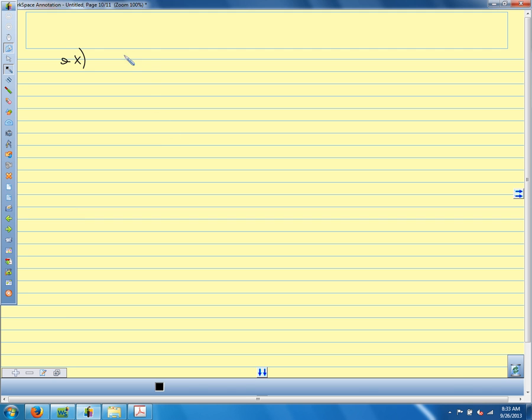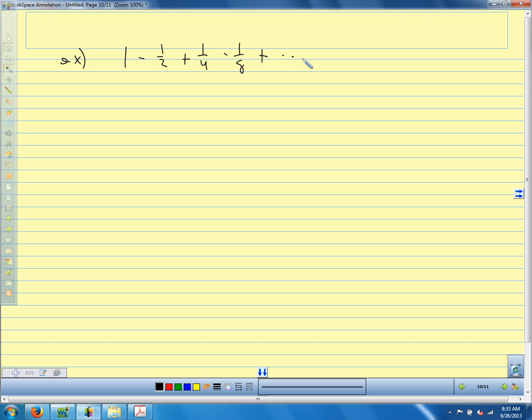So if we had 1 minus 1 half plus 1 fourth minus 1 eighth plus dot dot dot, we want to find the sum. How can I write the terms of this series? I'm going to suggest we start at 0. Usually with geometric series, we'll start at 0. Then negative 1 to the n. We have an alternating sign, so we know we need a negative 1 to the n. And then 1 over 2 to the n.